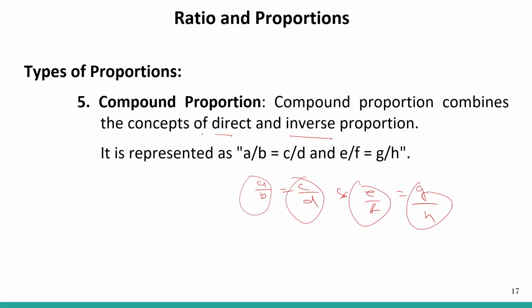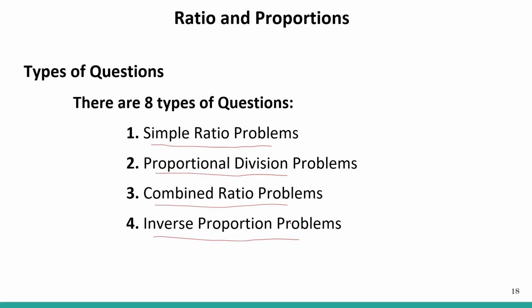Compound proportion combines concepts of direct and inverse proportion. So here what we are given is the concept of direct and inverse proportion connected in one. That kind of concept is called compound proportion. So we saw all 8 kinds of questions, simple ratio problems. Now we have covered up to 4 kinds of problems, that is simple ratio problem, proportional division problem, combined ratio problem, and inverse proportion problem.